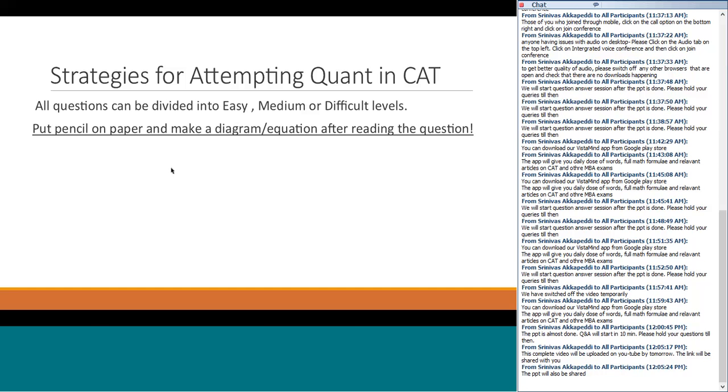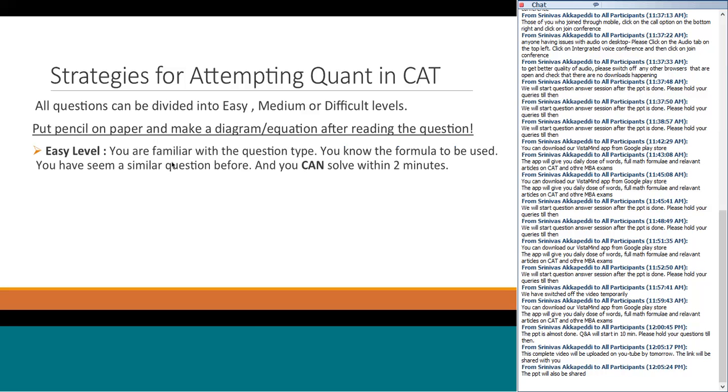How do you realize that something is easy, medium, or difficult? When you are reading the question, put a pencil on your paper and make a diagram or an equation after reading the question. If you're able to make this equation or diagram of that question, then you will decide whether the question is easy, medium, or difficult. How do you decide it's easy?